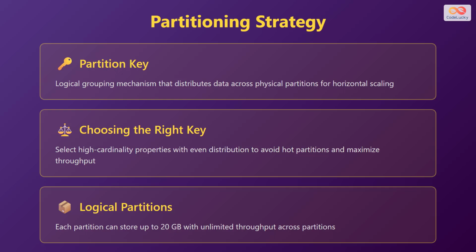Understanding partitioning is crucial for Cosmos DB performance. A partition key is a logical grouping mechanism that distributes your data across physical partitions for horizontal scaling. Choosing the right key is critical. You should select high cardinality properties with even distribution to avoid hot partitions and maximize throughput. Each logical partition can store up to 20 gigabytes of data, but you can have unlimited throughput across multiple partitions. A well-chosen partition key is essential for optimal performance.